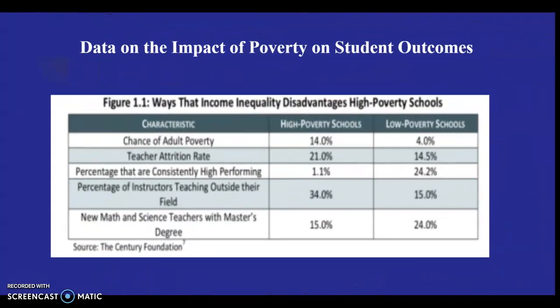Let's look at this data. This is the impact of poverty on student outcomes. Where will they be after they leave school? Well, the data from Hanover Research indicates that in higher poverty schools, only 1.1% of students are consistently high performing. In low poverty schools, the percentage of students performing consistently higher is only an average of 24.2%. The data signifies to me that students who are in poverty are going to be negatively impacted and perhaps perform academically lower than their non-impoverished peers.